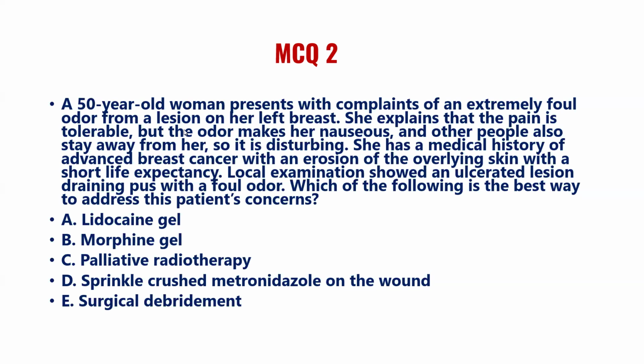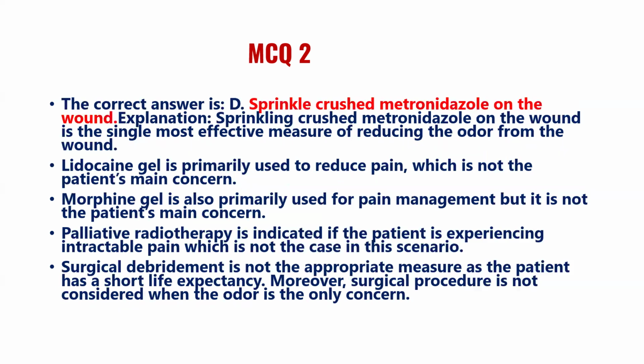Local examination showed an ulcerated lesion, draining pus with a foul odor. Which of the following is the best way to address this patient's concerns? A, lidocaine gel; B, morphine gel; C, palliative radiotherapy; D, sprinkle crushed metronidazole on the wound; E, surgical debridement. The correct answer is D, sprinkle crushed metronidazole on the wound.